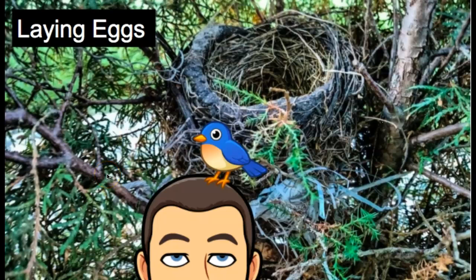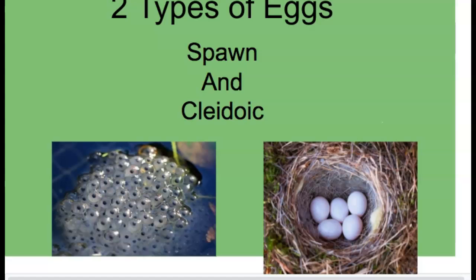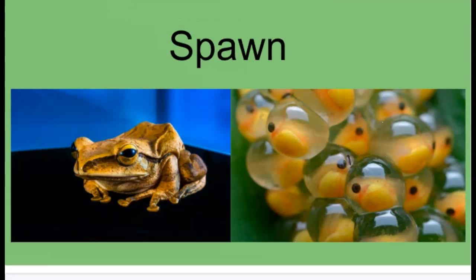A lot of organisms lay eggs. Egg-laying animals are called oviparous. Most reptiles, insects, birds, and fish are oviparous. The eggs may be fertilized externally, or they may result from internal fertilization. There are two main types of eggs. The two main types of eggs are spawn and cleidoic.